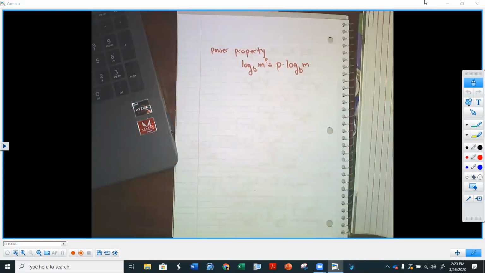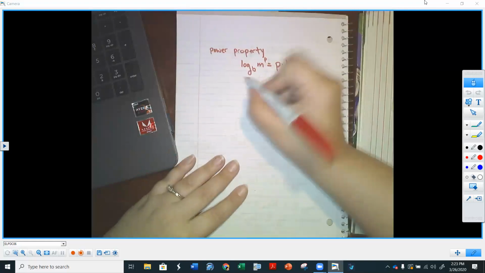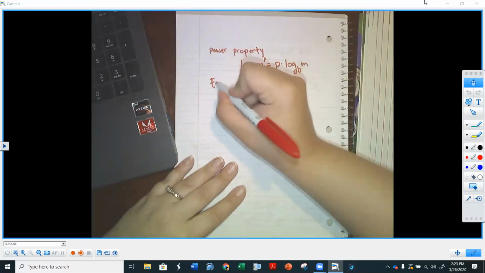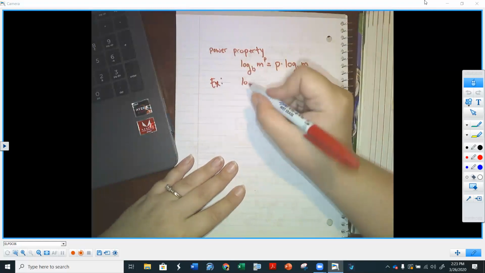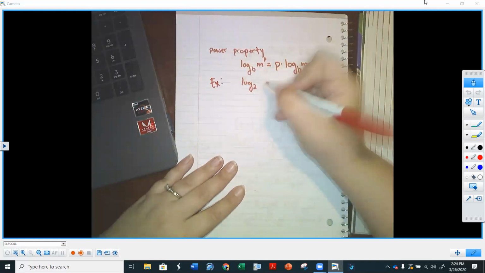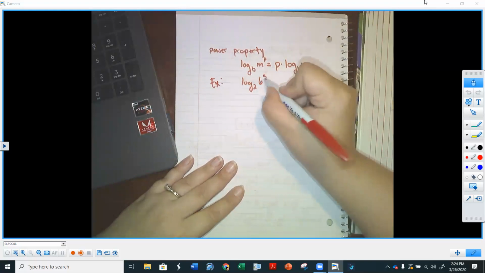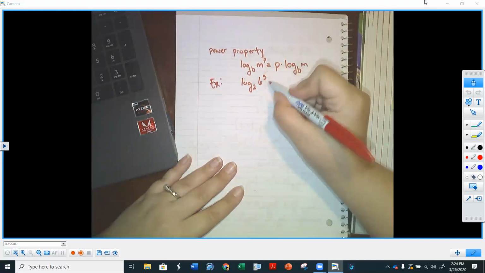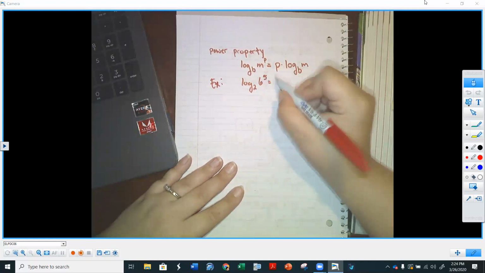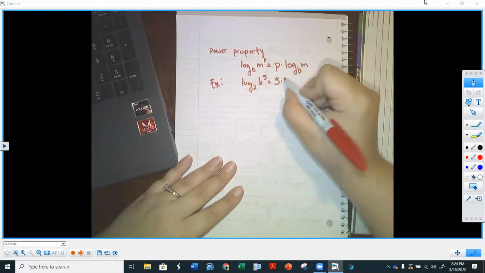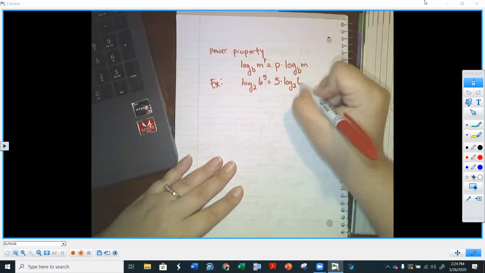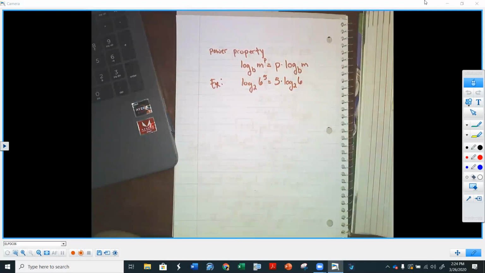An example of that in numbers: if I have log base 2 of 6 to the 5th power, that is going to equal, so the 5 is the power, the 5 comes out front, and then I have log base 2 of 6. That would be the only work I actually have to do for that one. I've given you really simple ones right now. Let's combine all of these types of properties to do these.